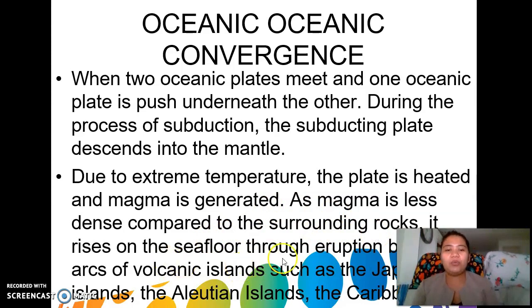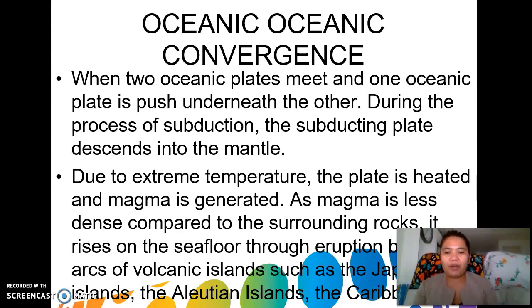Okay? Now, on the ocean floor, through eruption building arcs of volcanic islands such as the Japanese Islands, the Aleutian Islands, the Caribbean, and the Philippine Islands. So, in this formation of oceanic to oceanic convergence, landforms formed are actually islands. Likewise, together with that formed island is actually volcanoes.